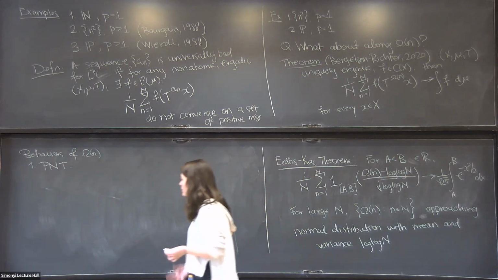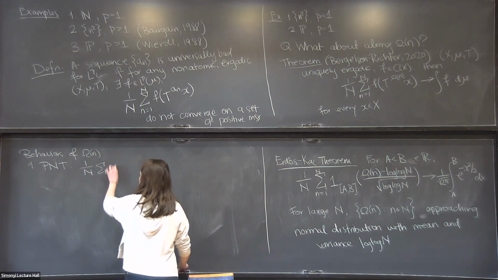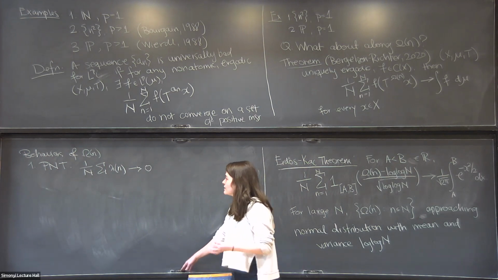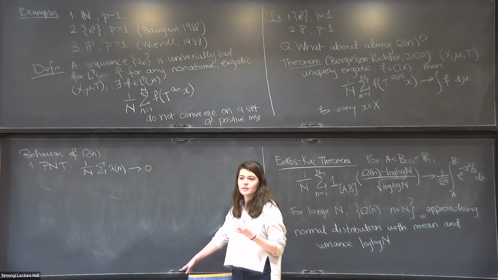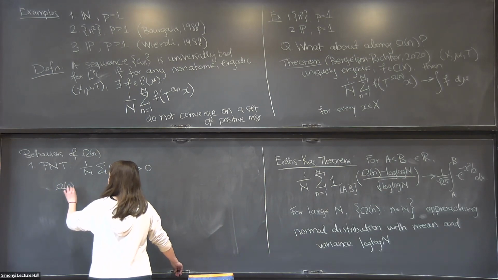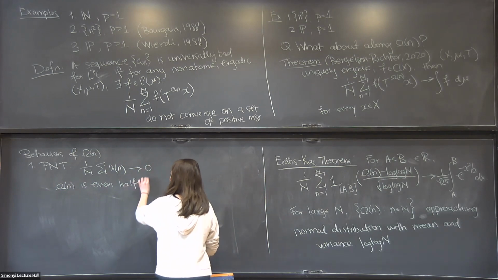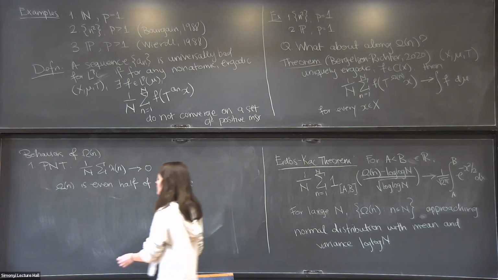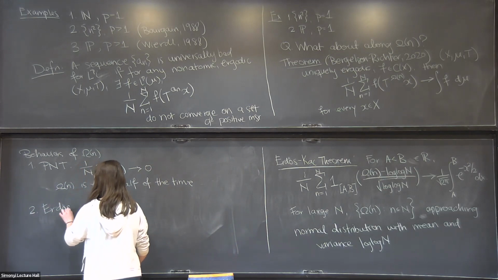The prime number theorem, in its reformulation, says that the averages of the Liouville function tend to 0. We can think of this again as saying that omega n is even asymptotically exactly half the time. So, omega n is even half of the time, speaking asymptotically.